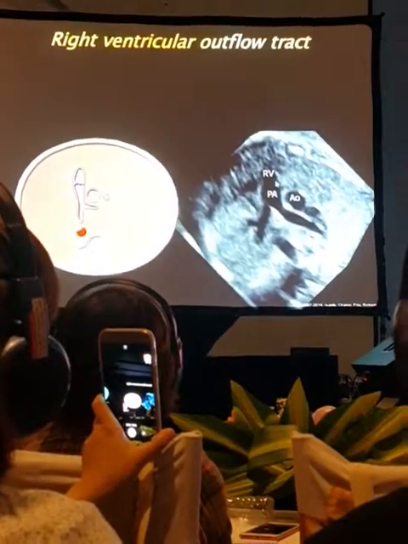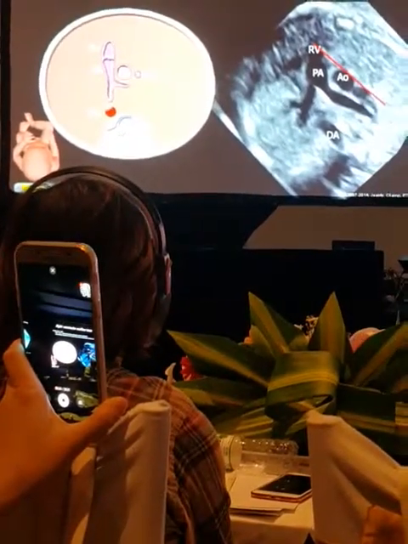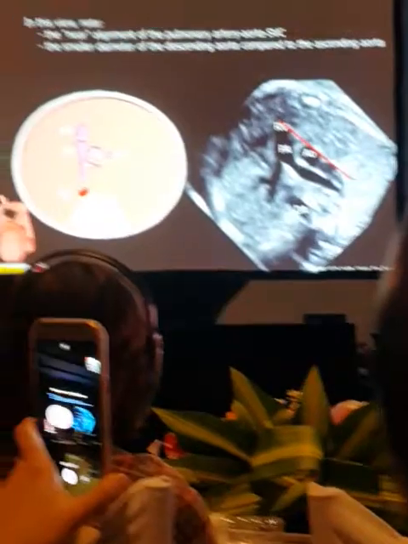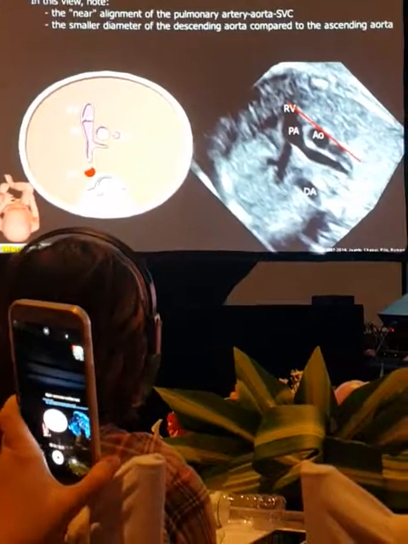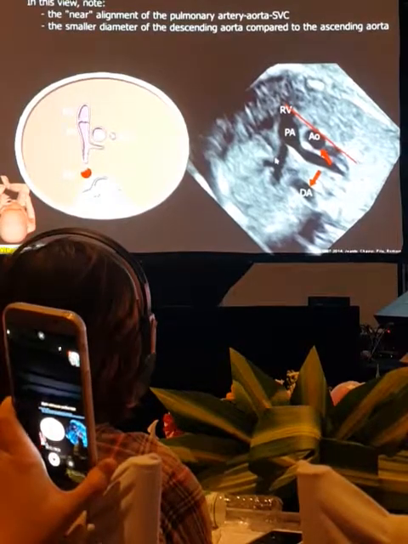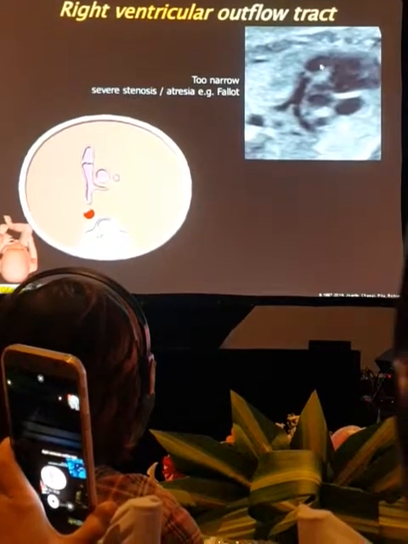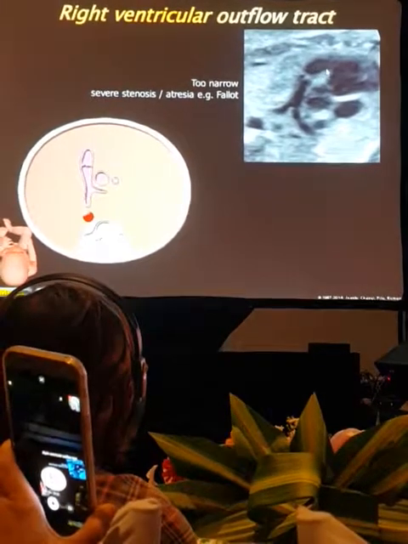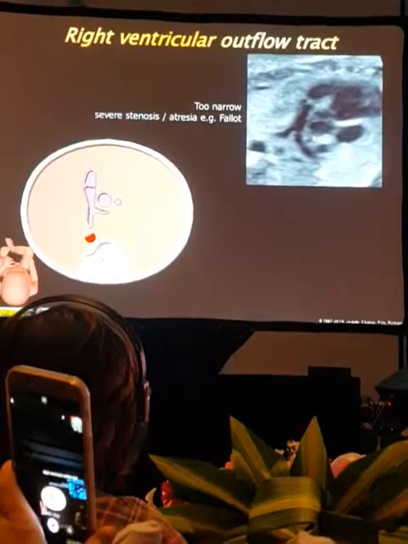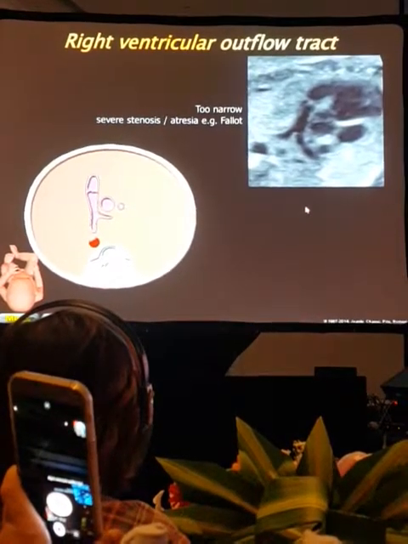You see the alignment of the vessels over here, and it should be almost touching normally, and you see the position of the thymus here in front of the three vessel view. Now, look at this one here, very different. We have a pulmonary which is too narrow. You see the aorta is much larger than the pulmonary. This is what happens in tetralogy of Fallot or in pulmonary atresia, for instance.